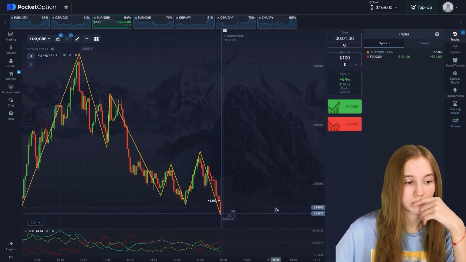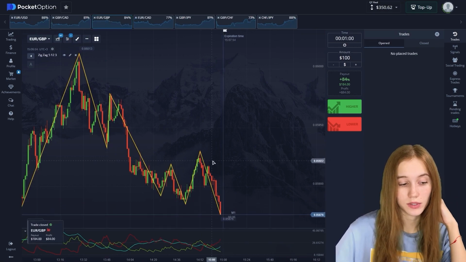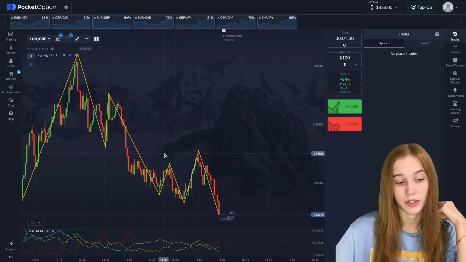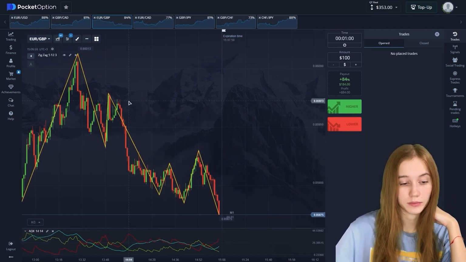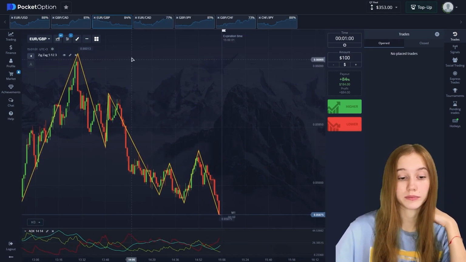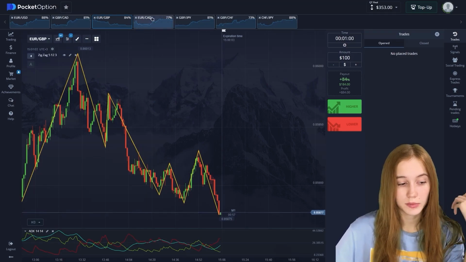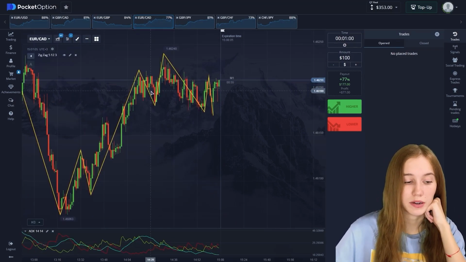Let's see. 2 seconds left until the end of our deal. Yeah, excellent, the deal closes on profit. Good. The balance is growing. And let's move on. Fourth currency pair.